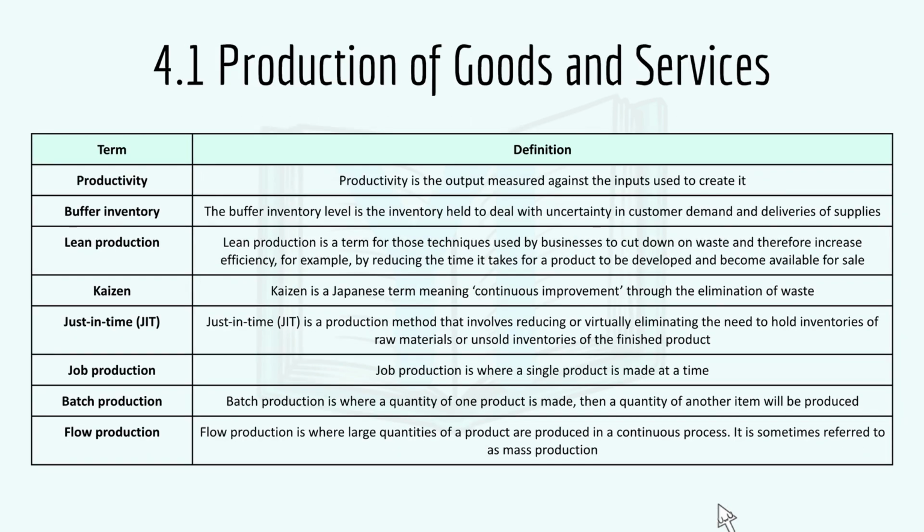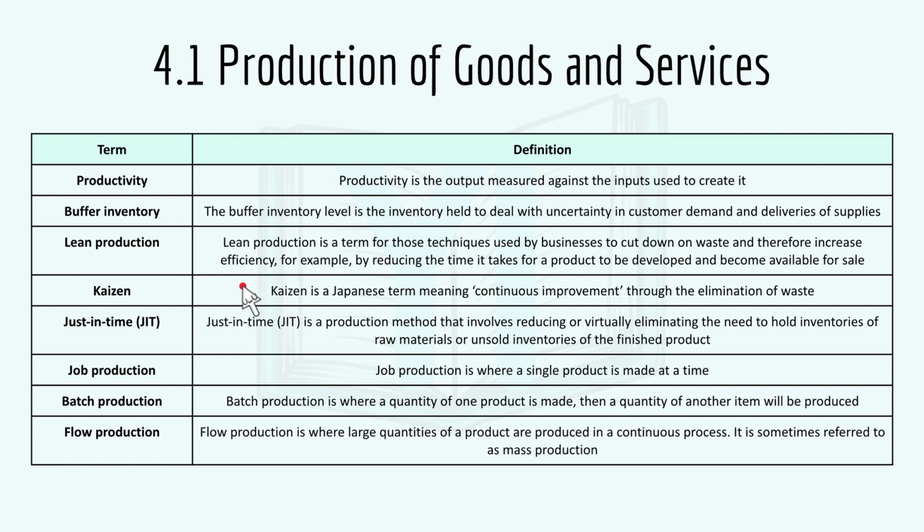Then lastly, here are some definitions for 4.1 production of goods and services. We have productivity, which is the output measured against the inputs used to create it. Buffer inventory level is inventory held to deal with uncertainty in customer demand and the deliveries of supplies. Lean production is a term for those techniques used by businesses to cut down on waste and therefore increase efficiency, for example, by reducing the time it takes for a product to be developed and become available for sale.